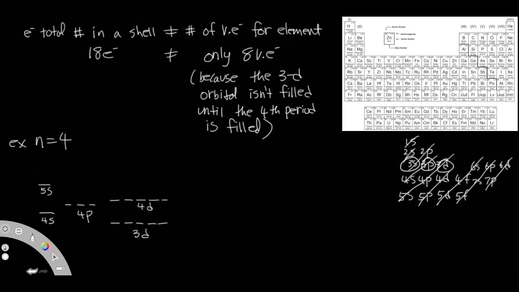Now, I can kind of stop there because I've already finished all up to my 4. Actually, no, sorry, there is a 4f, so we actually got to continue. But let's first do our number of valence electrons first. And then over here, I'll do the total electron.